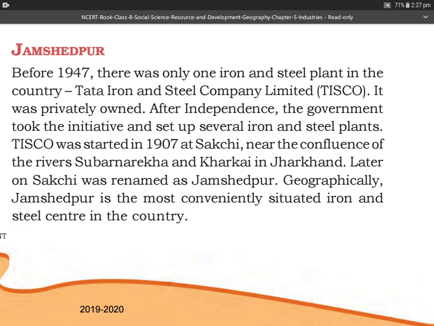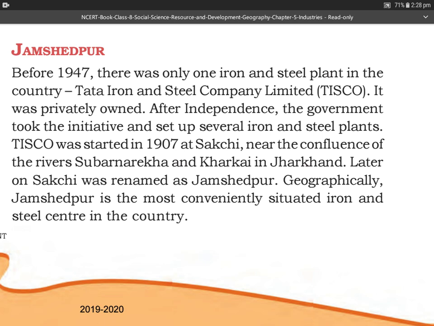After independence, the government took the initiative and set up several iron and steel plants. Means before independence, there was only one iron and steel industry functioning in India, that was TISCO. But after independence, when the government started taking initiative through the 5-year plan, then the government also set up several iron and steel plants. TISCO was started in 1907 at Sakchi, near the confluence of the rivers Subarnarekha and Kharkai in Jharkhand.